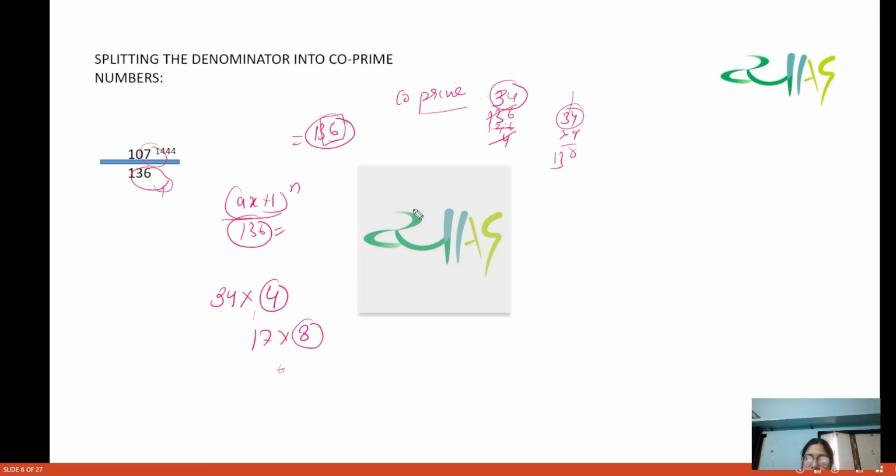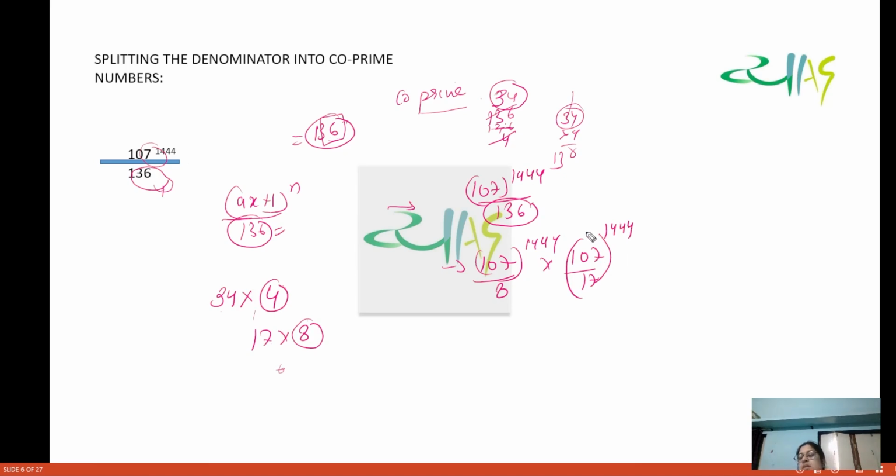Now what you are going to do here is take 107 to the power 144 divided by 136, and we split this into 107 to the power 144 divided by 8 and 107 to the power 144 divided by 17.